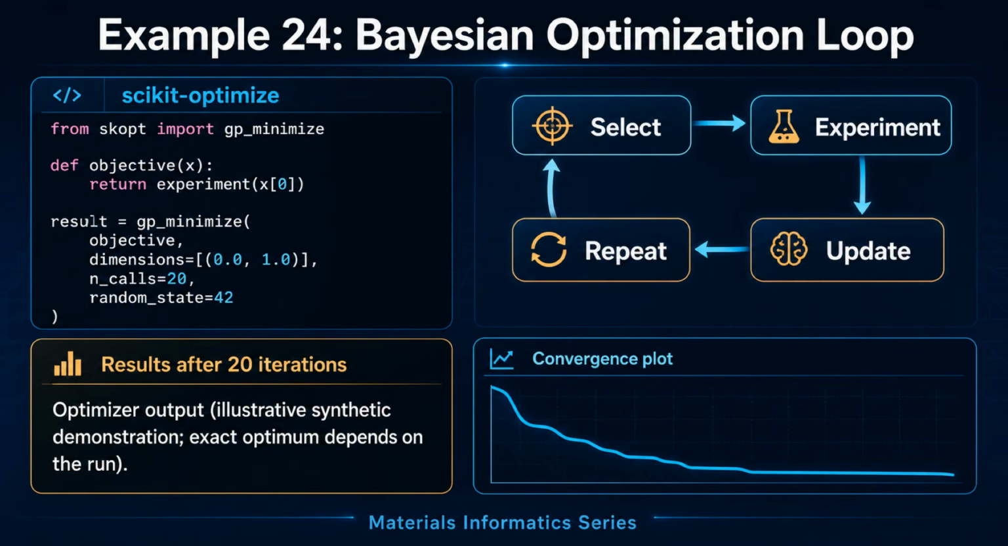Scikit-optimize gp_minimize implements the full Bayesian optimization loop. We define an objective function simulating capacity measurement given Ni ratio, plus realistic experimental noise. The optimizer queries 20 times, each iteration updating its model and selecting the next promising composition. After just 20 experiments, it efficiently finds the optimal Ni ratio with excellent performance.